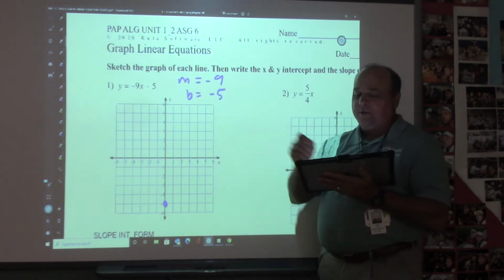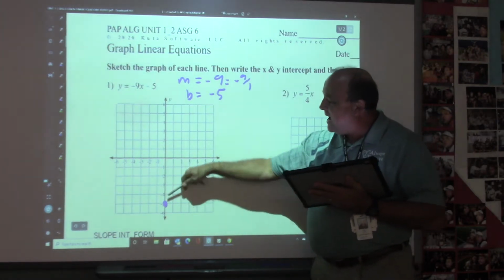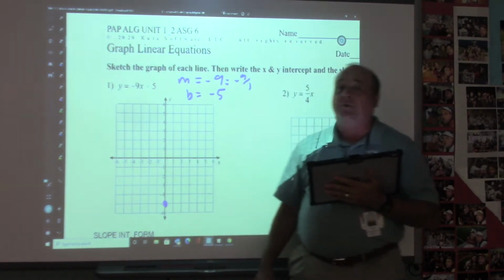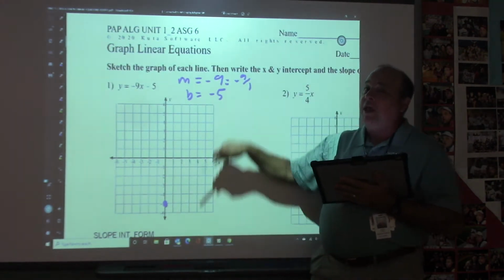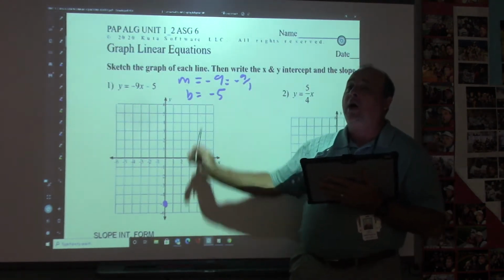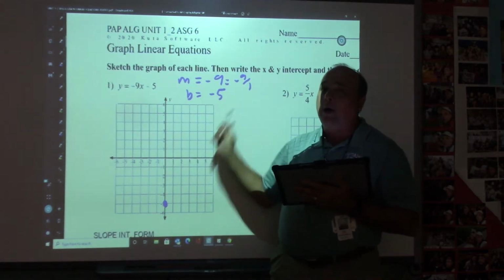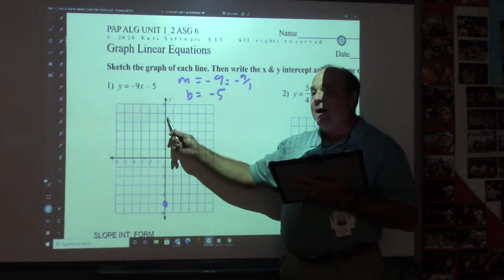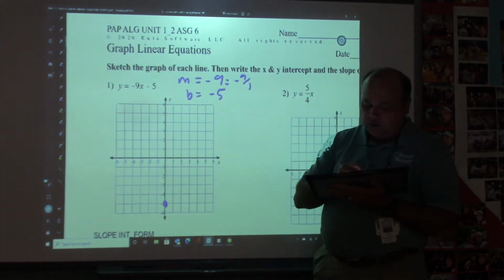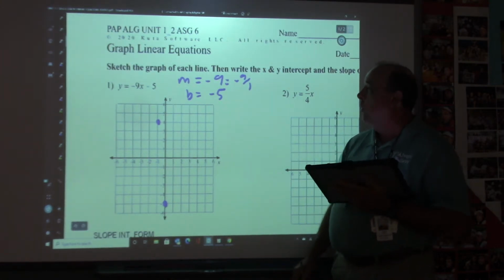Now then, my slope is -9, which would be -9 over 1. I cannot go down 9 because I'm going to get off the graph, won't I? If I can't go down, I have to go up. Since this is a negative slope, I won't go up and to the right, I'll go up and to the left. So from right here, we're going to count up 9 and go to the left 1. So if I go up 9 and left 1, I'm at -1, 4.